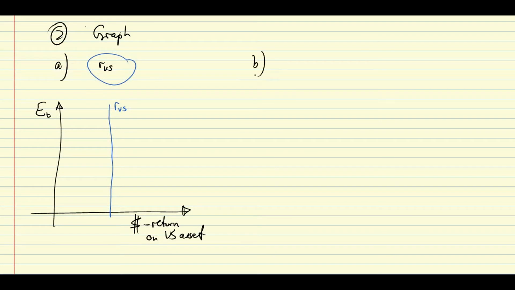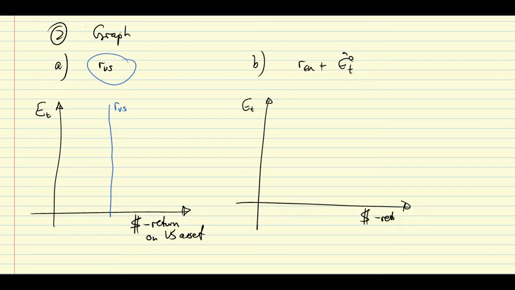Now second, we get REU plus E hat ET, and we're going to draw that in the same space with ET on the vertical axis and the dollar return on the EU asset on this axis. Now, in what sense does this sum depend on the exchange rate? So that's the question.